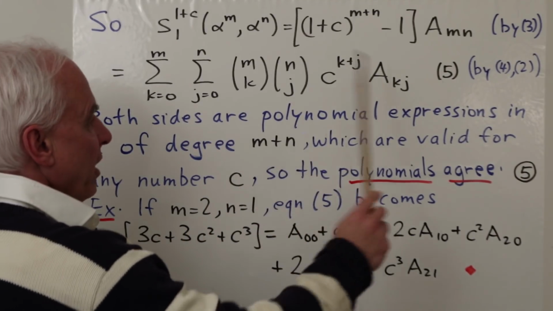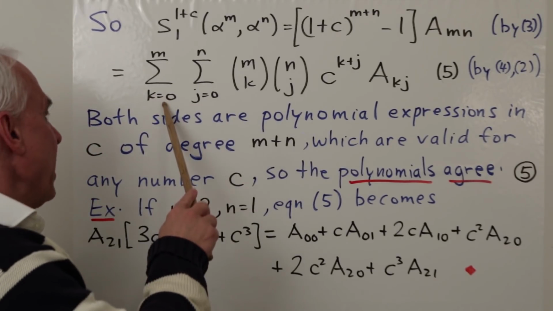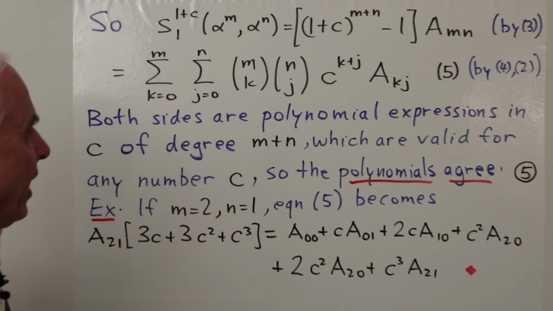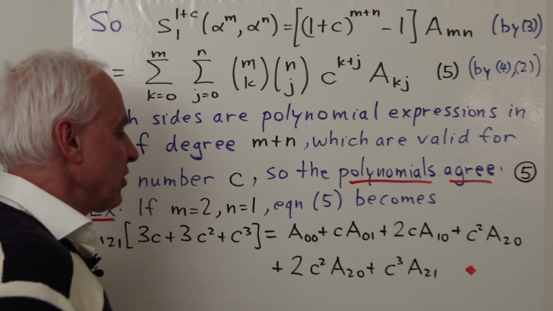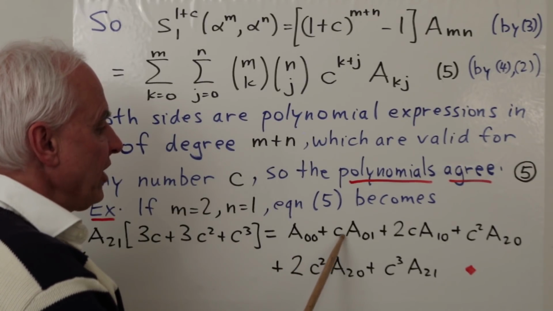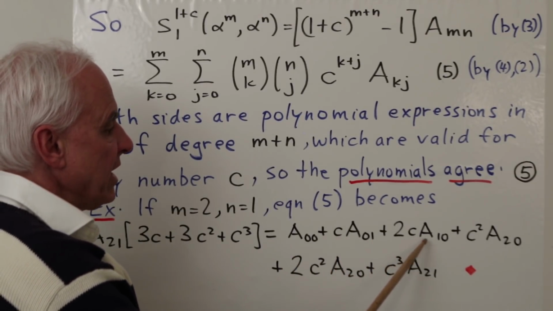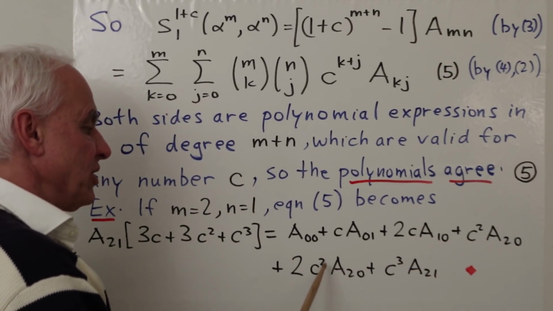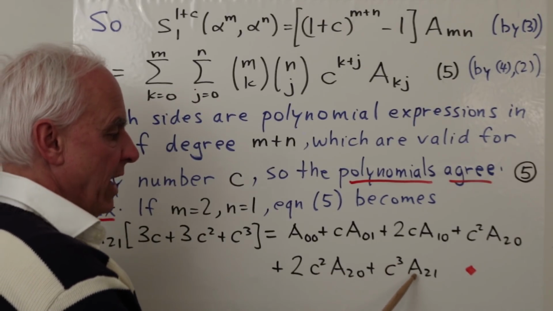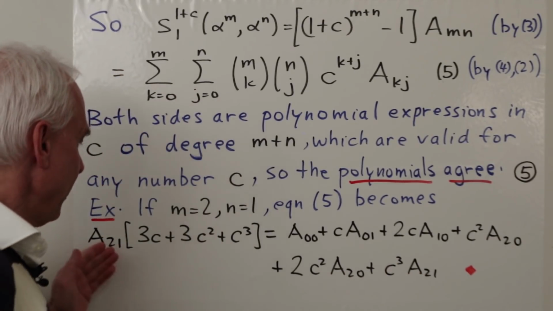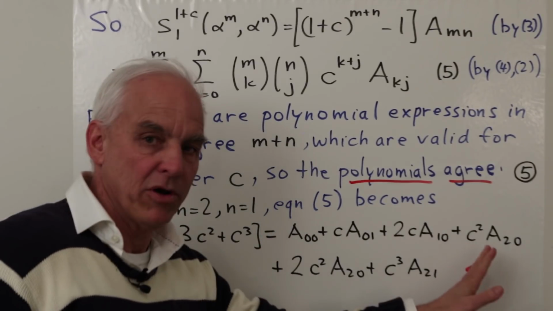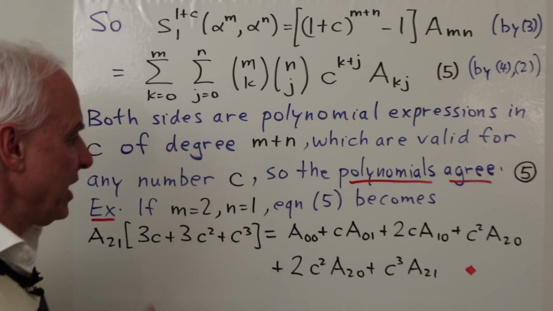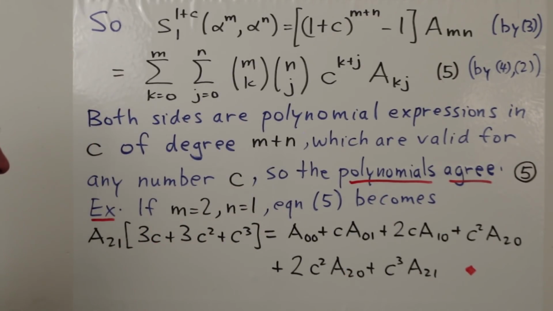And then this sum over here would be a sum going from k equals 0 to 2 and j equals 0 to 1. So there'd be 6 terms. And you can easily check that the terms are going to be a00 plus c times a01 plus 2c a10 plus c squared a20 plus 2c squared a20 plus c cubed a21. There's a polynomial in c. There's another polynomial in c. They're equal for all values of c that you can put in. So these are equal as polynomials.